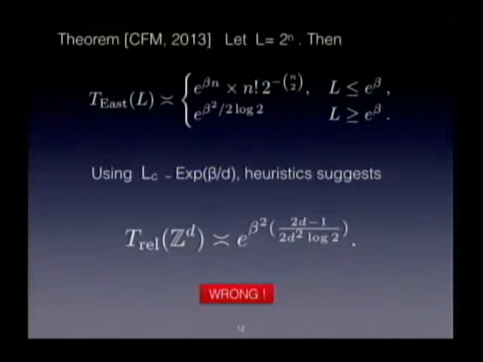So with Paul and Alessandria, last year we computed the relaxation time with high precision. In particular, the outcome was the following: if L is of the form 2 to the n, actually slightly more general than that, then the relaxation time of the one-dimensional model takes this form. So if L is below exponential to the beta, it is exponential beta n times n factorial 2 to the minus n choose 2. And then there are lower order terms.